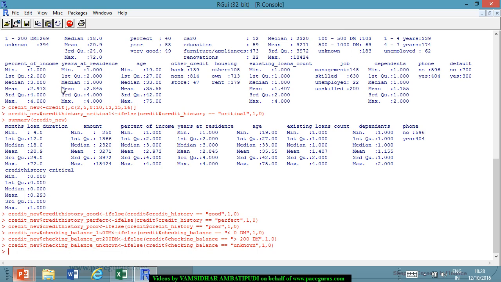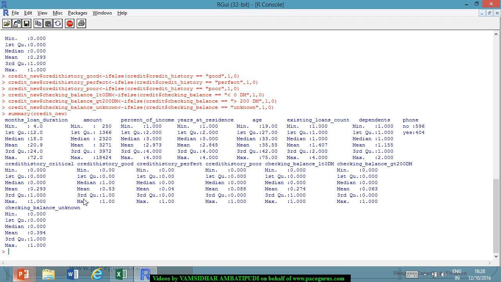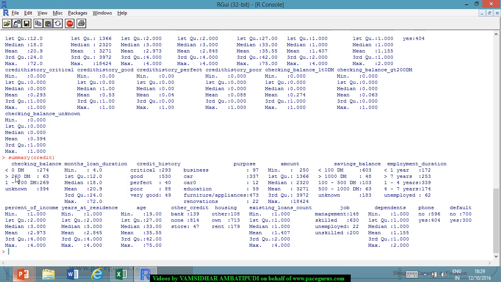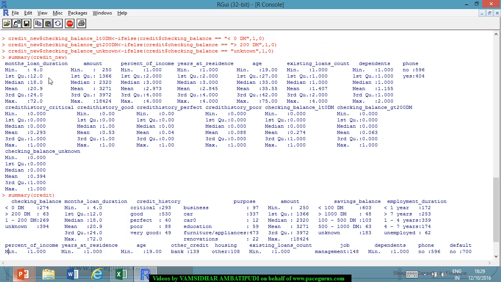Just to quickly check the process, let me look at the summary of this. The summary is coming out quite proper, right? Depending on the number of observations falling in each of the categories, the means are more or less reflecting them. The remaining variables also I need to create as dummy variables in the same way. So let me again load the credit data. The credit balance part is done, credit history part is done. Now I have to work with business itself.